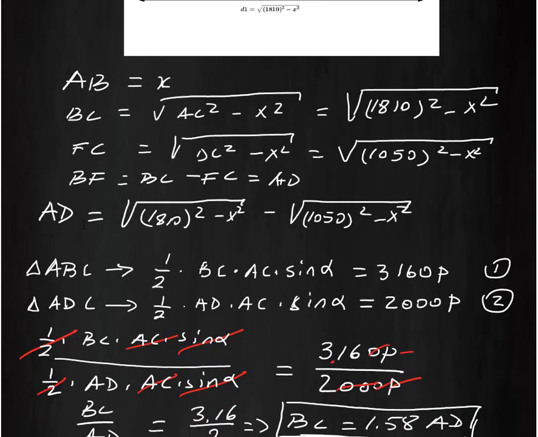So if we go down, you can see that AD is equal to the square root of 1810 squared minus x squared minus the square root of 1050 squared minus x squared. So for the triangle ABC, we can use the included angle and the sides formula. We can say this is a half of BC times AC times sine alpha, and this is equal to 3160p. For ADC, it's a half of AD times AC times sine alpha. This is 2000p.